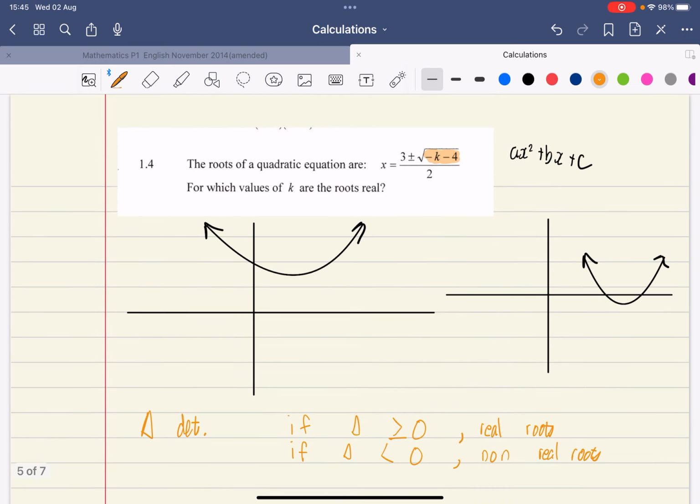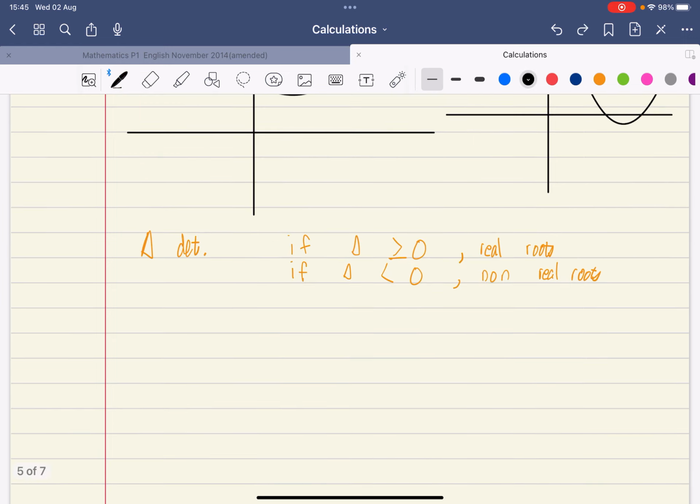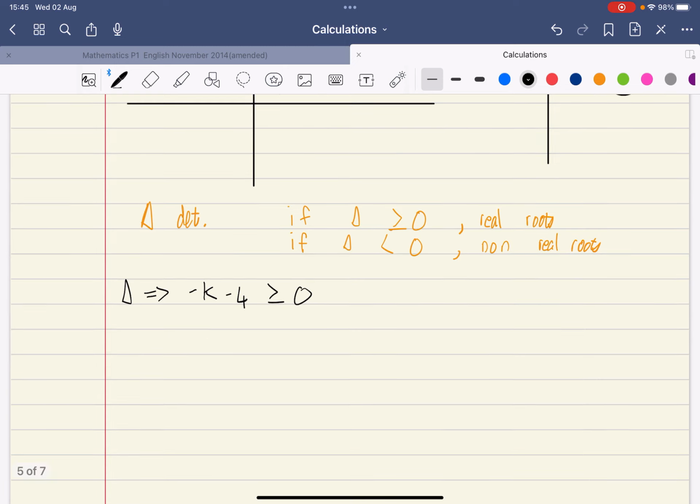So in order to answer this question, all we need to do is find out for what value of k must the determinant be that allows minus k minus 4 to be bigger or equal to 0, thus insinuating that this quadratic equation will have actual roots, real roots. So that's as simple as saying, all right, for what value of k, because this is the determinant, will the expression be bigger or equal to 0?